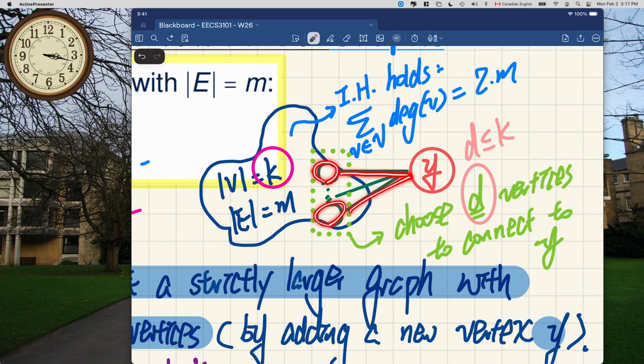How many can you choose? Maximum. Oh, not infinite. How large is the cloud? K. Let's say, for example, if k happens to be 10, that means you can choose all the 10 vertices and connect all of them to y. If k is 100, you can choose 100. So you can choose up to and including k. And we just call this number d. Exactly. Good. That's very, very important.